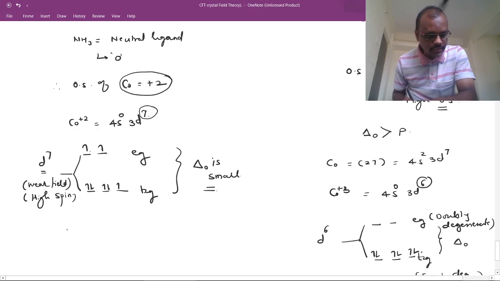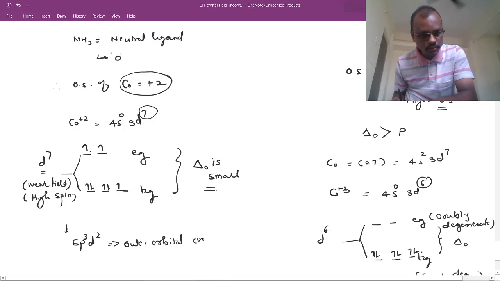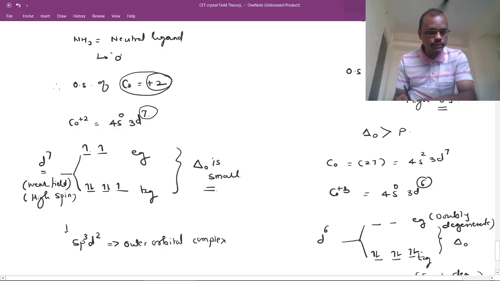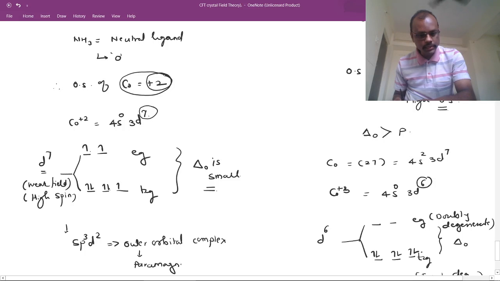In this case, the complex shows sp3d2 hybridization, that is an outer orbital complex, because of the lower charge of plus 2. It has unpaired electrons, so definitely it behaves as paramagnetic.